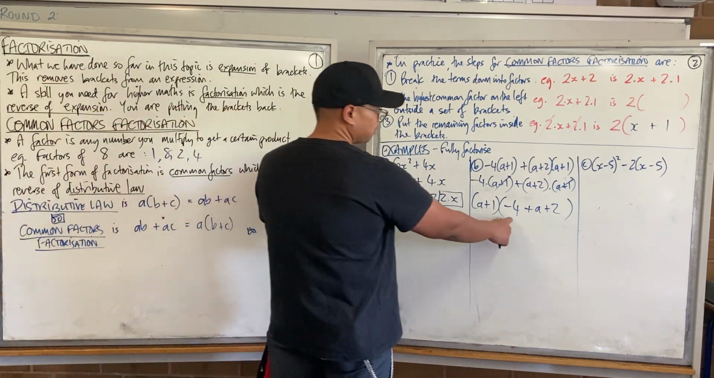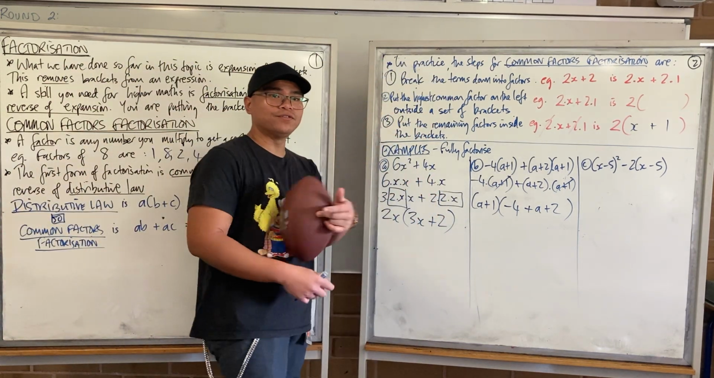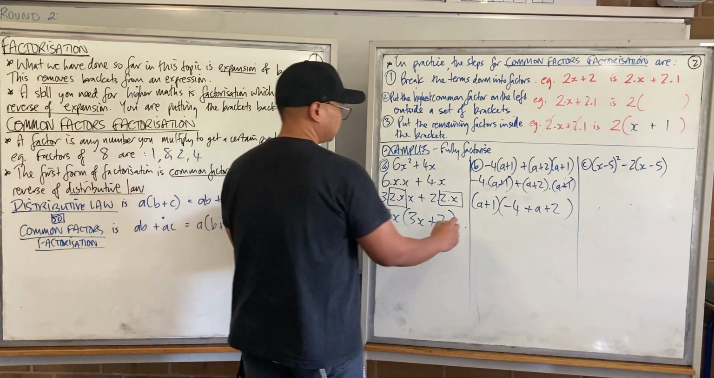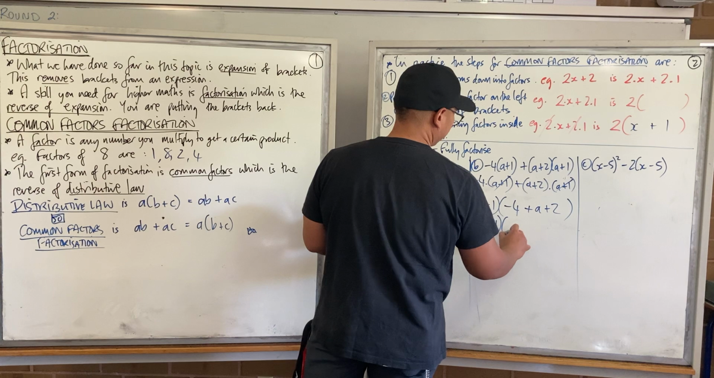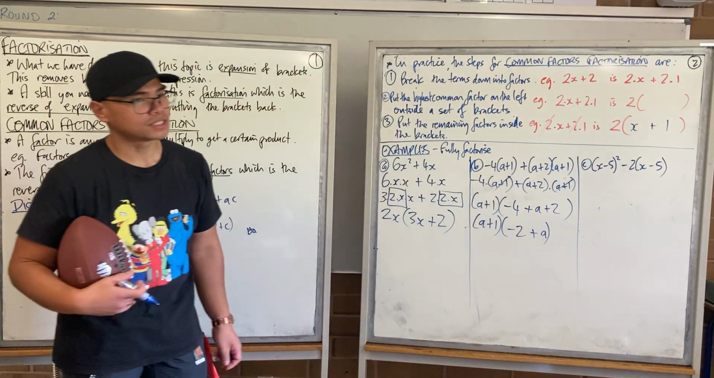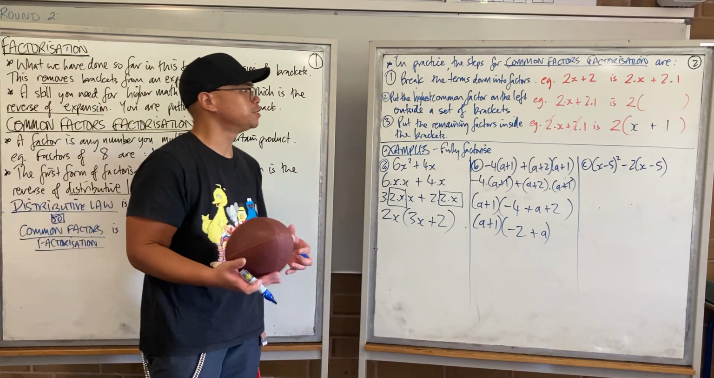Is there stuff that I can do in this set of brackets? If I've got negative 4 and positive 2, what do I have? Negative 2. All done. So I've got A plus 1, negative 2 plus A. That's a slightly more complicated factorization.